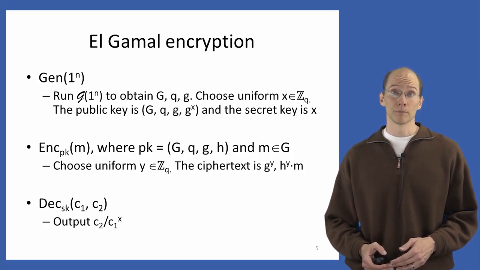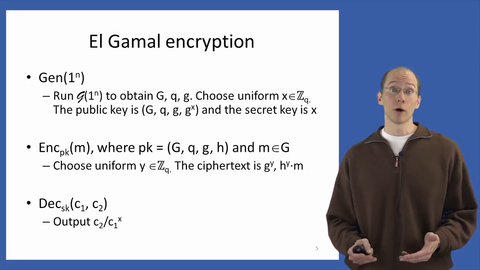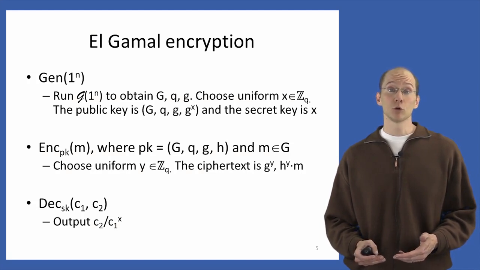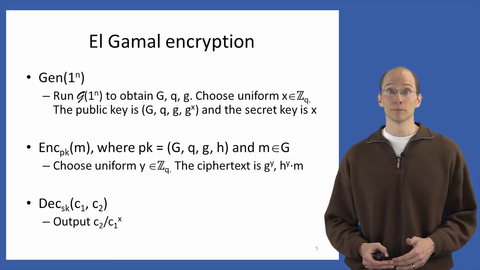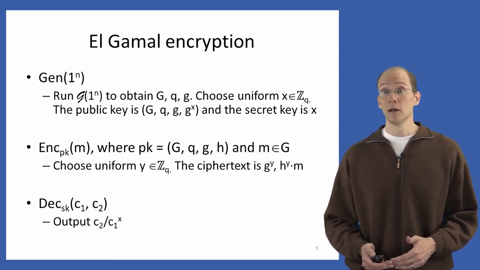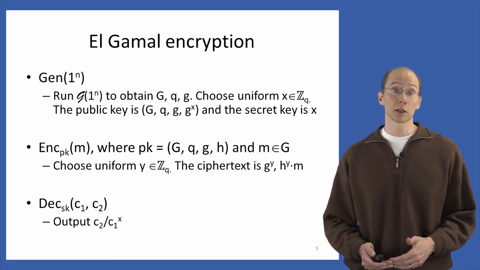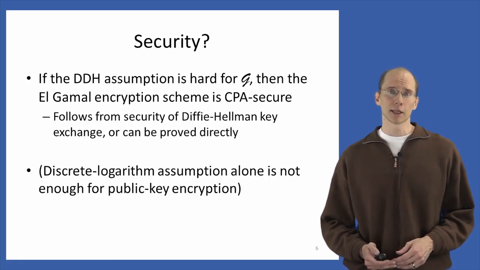To decrypt a ciphertext consisting of two components, c1 and c2, all you do is output c2 divided by c1 to the x, where x corresponds to the secret key. And it's easy to check, as we did on the previous slide, that this will always give the correct message in return. What can we say about security of this scheme?